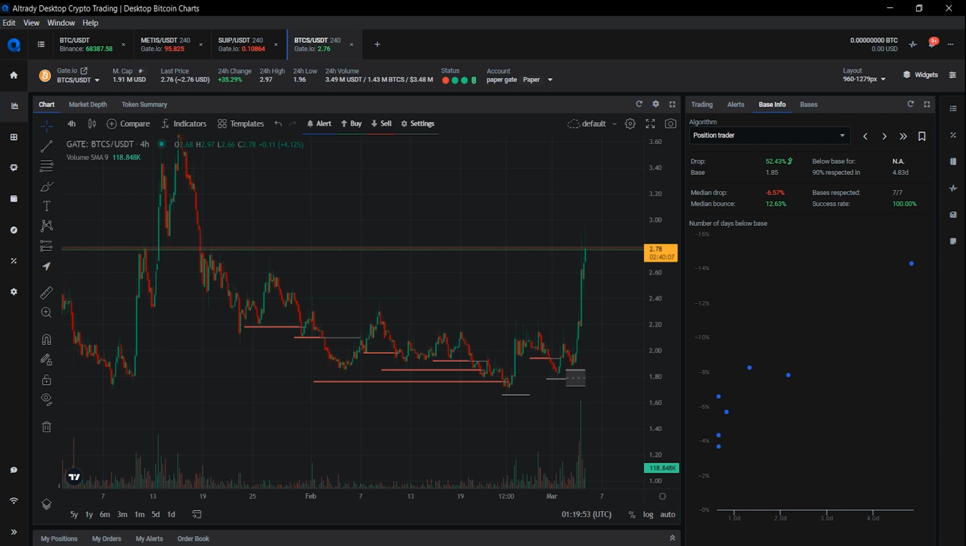When we look at these markets using the Base Info widget, we need to pay attention to important numbers like the drop and median bounce percentages. We want to see a drop of around 10% or more, and it's even better if the median bounce is high too. Right now, the bounce is at 12.63%, which is great, and all 8 bases are respected, giving us a success rate of 100%.